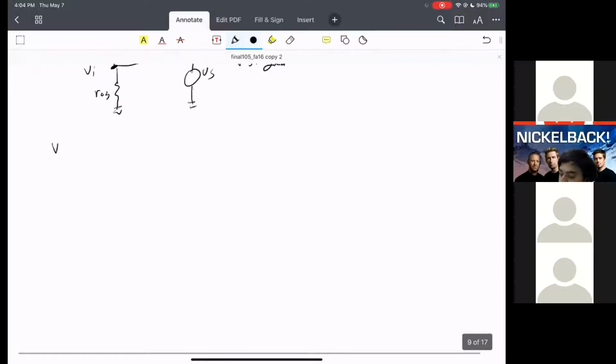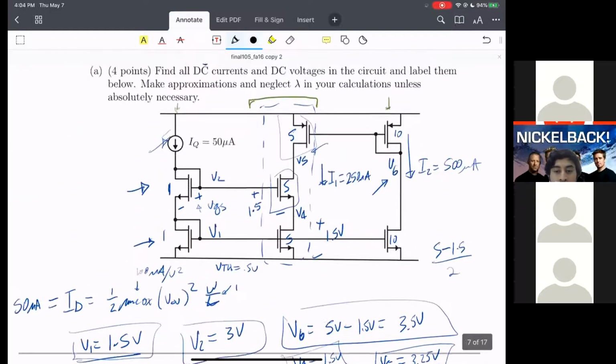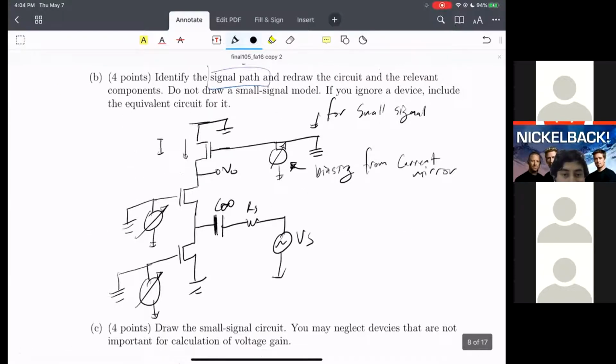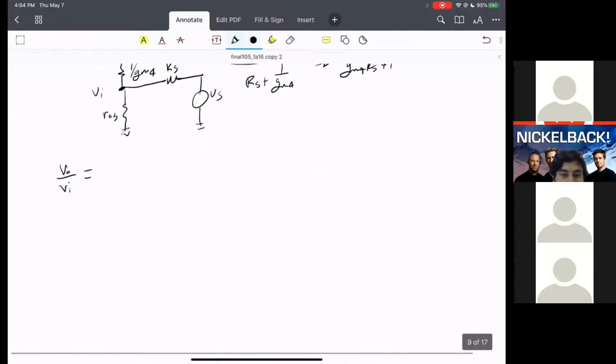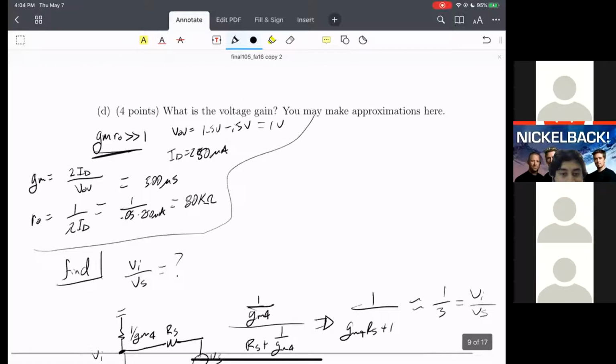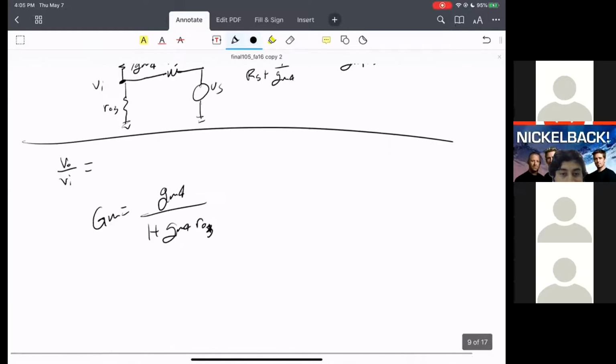Now we need to find Vo over Vi, which if you look at this, we just look at this guy. If we connect a short here and calculate the Gm, we know that it is going to be source degeneration. So our big Gm is going to be equal to gm4 over 1 plus gm4 times ro4 or ro3, because ro3 is what is causing the source degeneration to our Gm. Okay, so we have that.